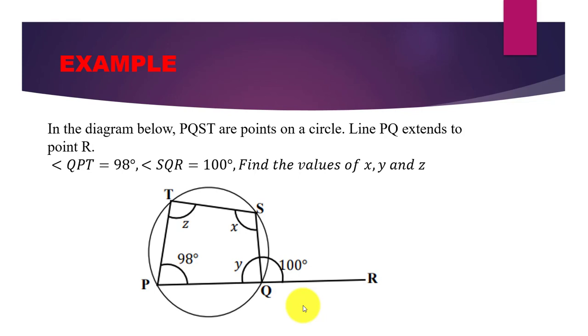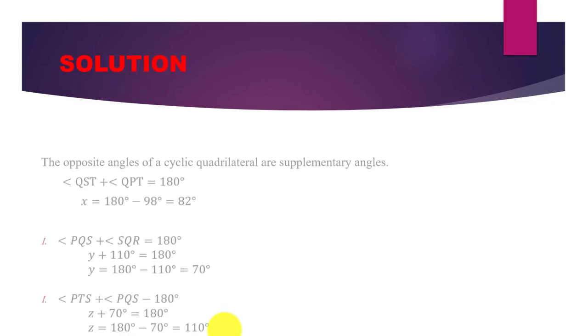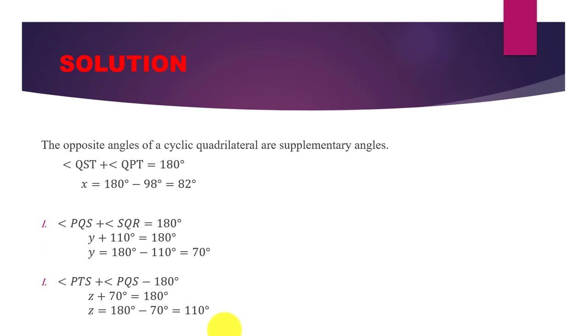So let's solve the question together. Now, the opposite angles of a cyclic quadrilateral are supplementary. That is the theorem underlining this example. We are using this theorem to solve angle x. So when we sum angle QST and angle QPT, we must get 180 degrees because they are angles in opposite segments.